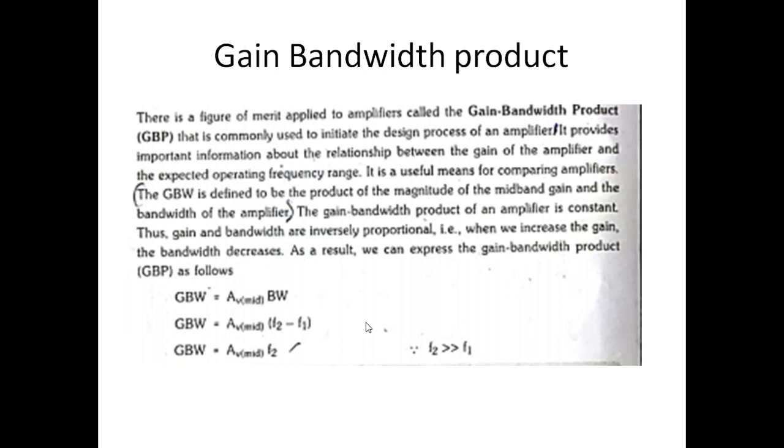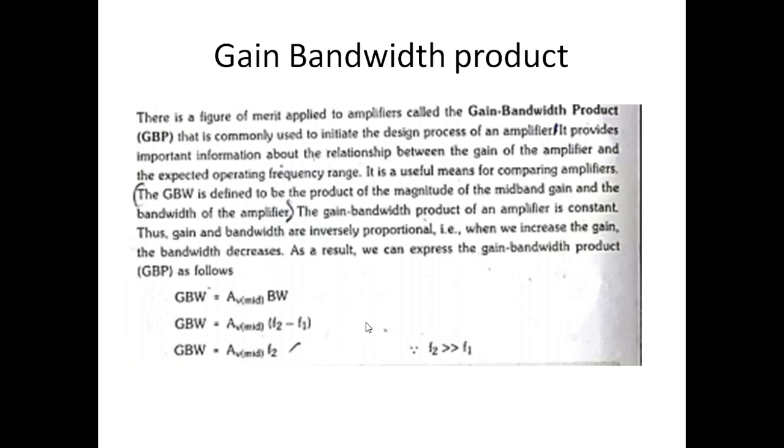There is a figure of merit applied to amplifiers called gain bandwidth product, GBP, that is commonly used in the design process of an amplifier. It provides important information about the relationship between the gain of the amplifier and the expected operating frequency range. It is a useful means for comparing amplifiers.